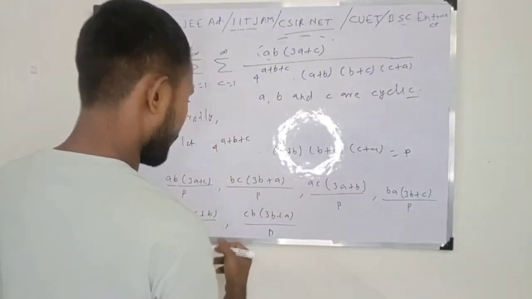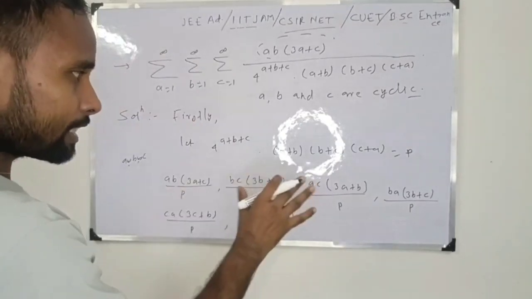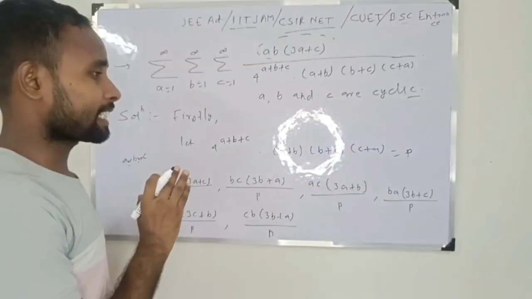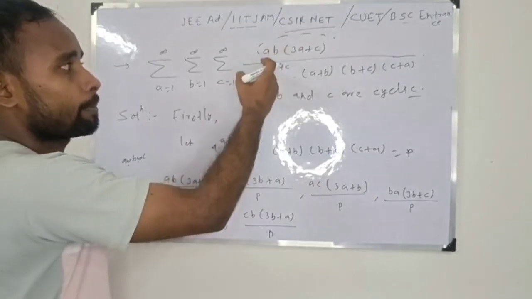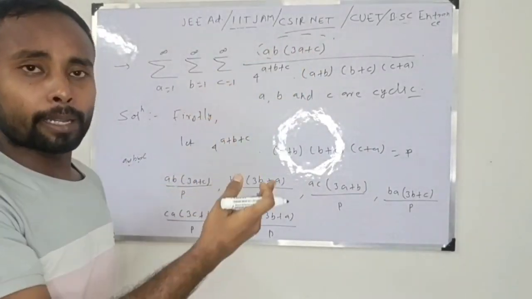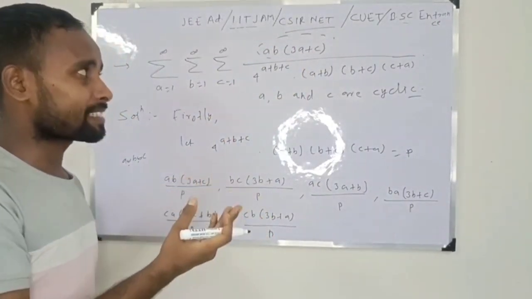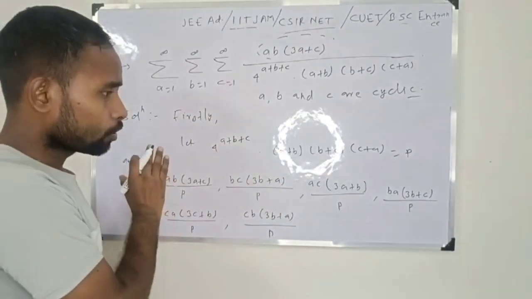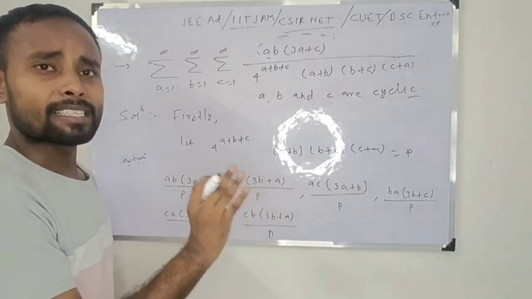1, 2, 3, 4, 5, 6. Now, if you see this expression, there are 6 possibilities, which are cyclic in nature. If you replace A by B, B by C, you can also change A by C and B by A. This will help to get these 6 cycles.